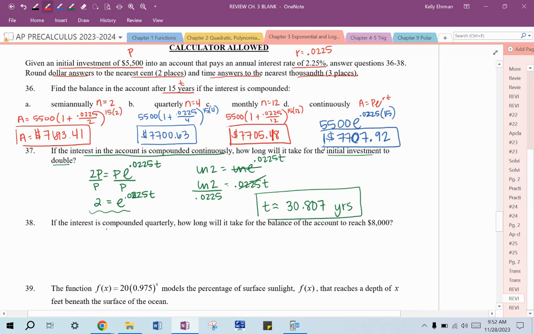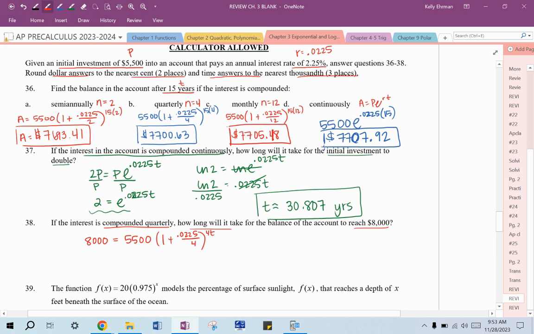If the interest is compounded quarterly, how long will it take for the balance to reach 8,000? So here, because I'm not just doubling or tripling, I do need to put in 8,000 for the balance, and I started at 5,500. This is not the e formula, this is compounded quarterly, so 1 plus 0.0225 over 4 to the 4t. Now I need to solve this.